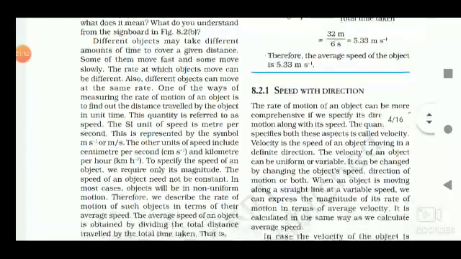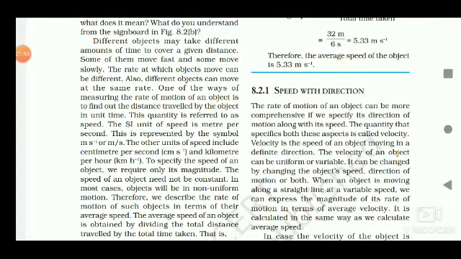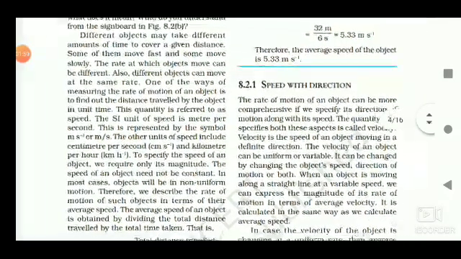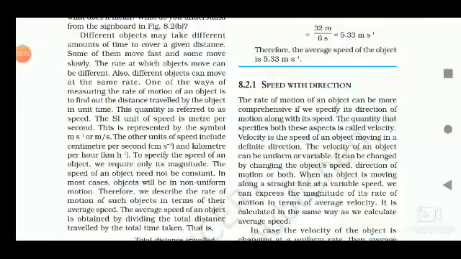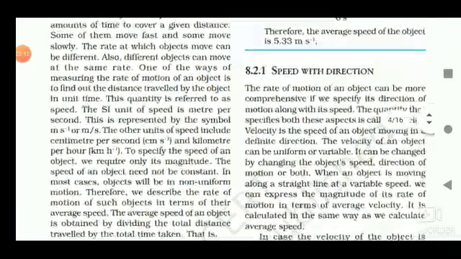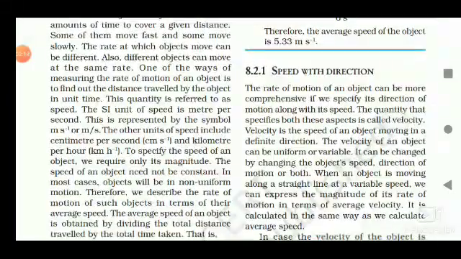Next, go to this paragraph. Different objects may take different amounts of time to cover a given distance. Some of them move fast and some move slowly. The rate at which objects move can be different. Also, different objects can move at the same rate. One of the ways of measuring the rate of motion of an object is to find out the distance traveled by the object in unit time. And this quantity is called speed.